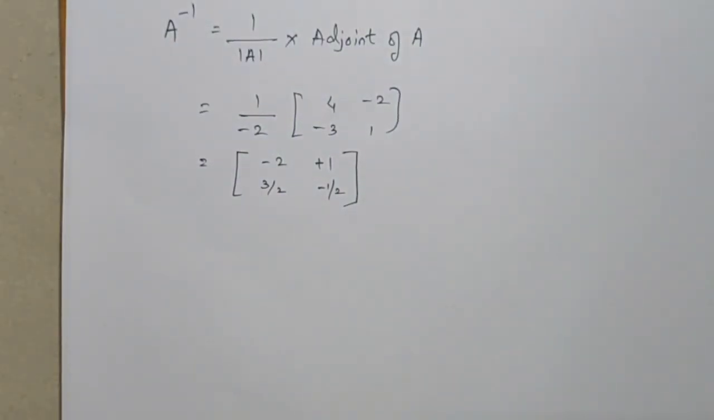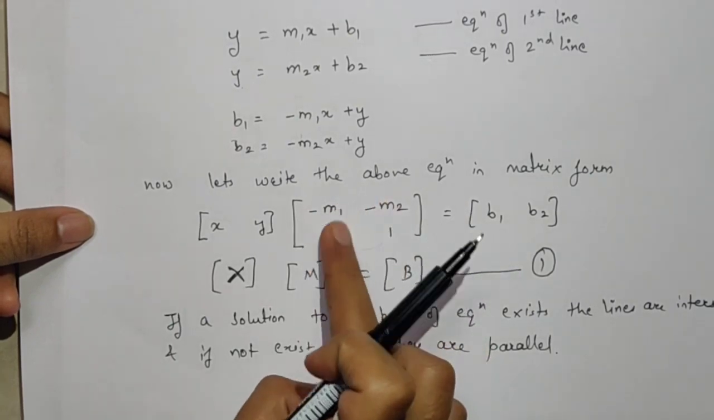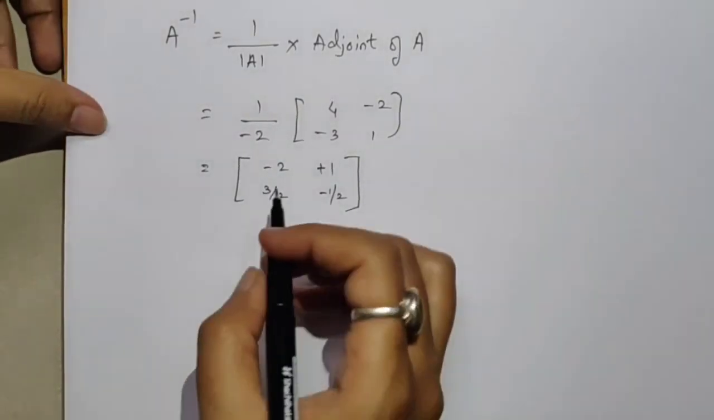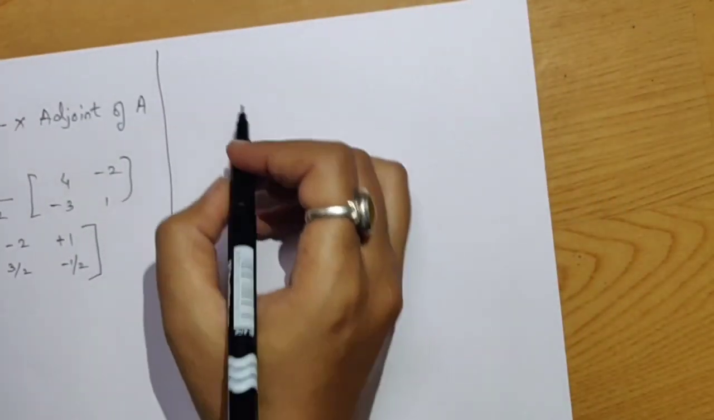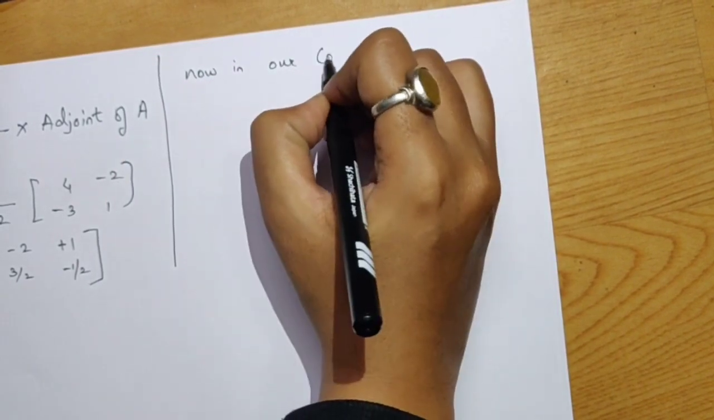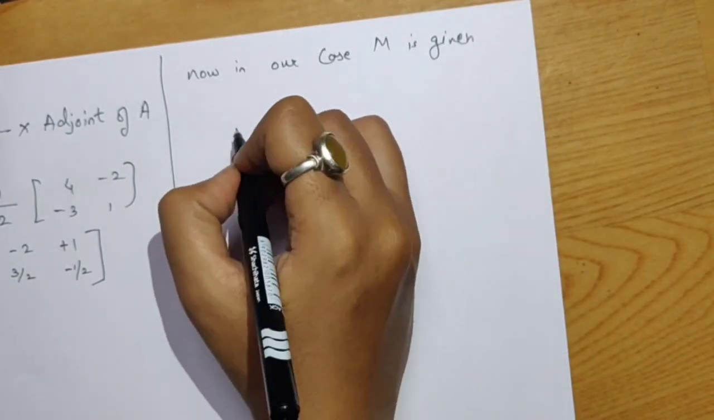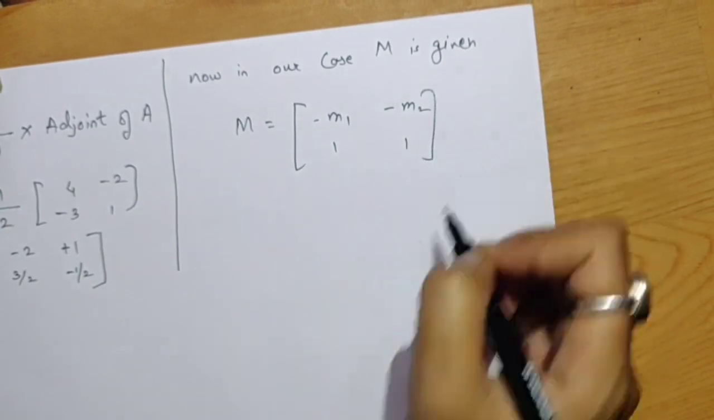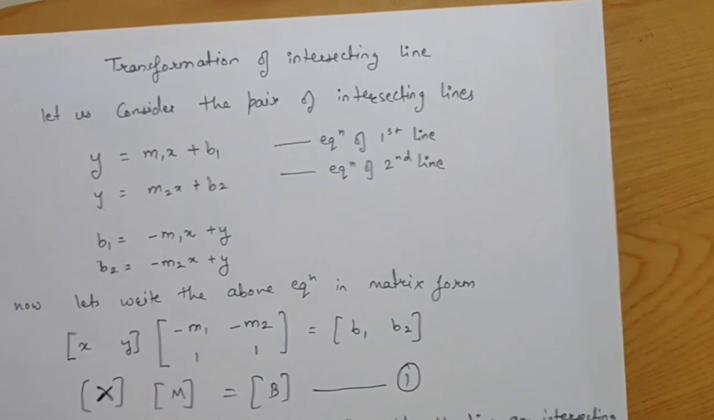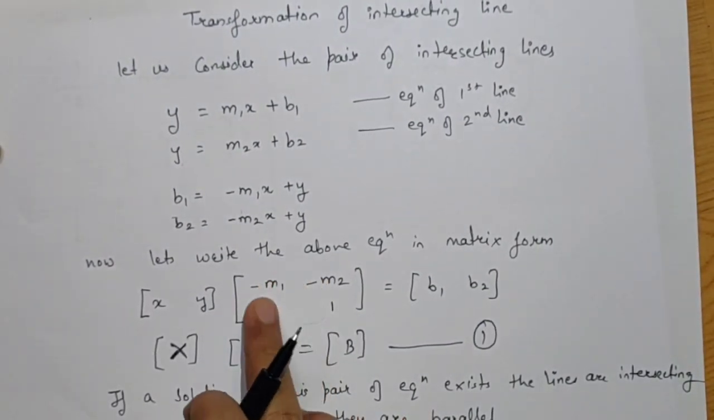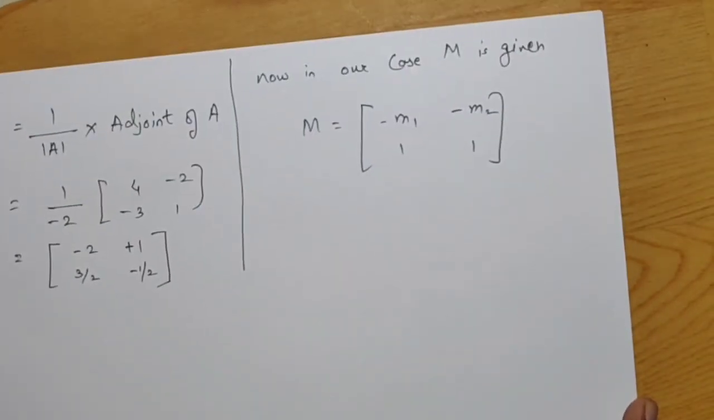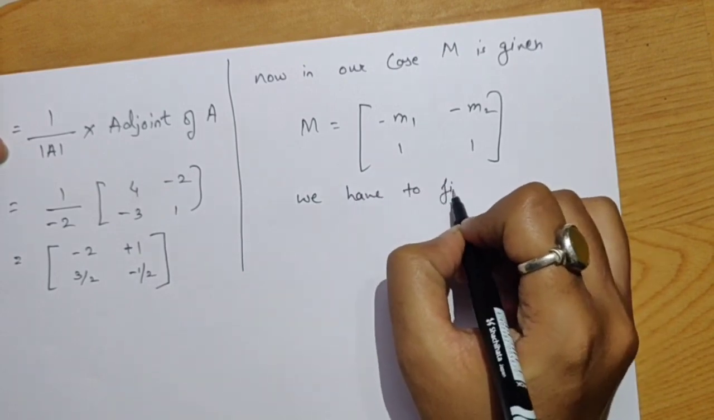So now in our case, M is given. We had already calculated M, that is, we calculated the slope. So we have to find M inverse. What is M? M is equal to minus M1, 1, minus M2 and 1. In the first equation, we had already calculated M. This is our matrix for M. The same we have taken here. Now we have to find M inverse.